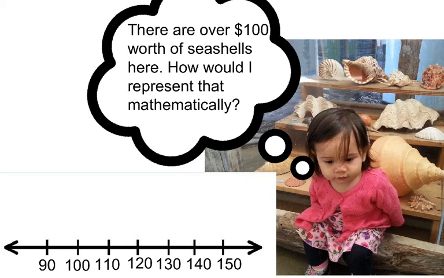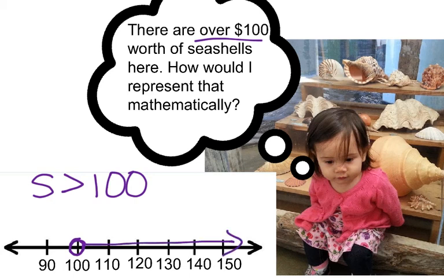Well, again, there would normally be constraints in this, but we know that the seashells, I'll represent that with an S, is greater than $100. It's not equal to. It says over $100. That means it could be $100.01, but it cannot actually be $100. So I'm going to represent that with an open circle. I'm not filling it in because I don't have that equal sign underneath. And then it's going to go to the right because, again, it's any number greater than $100.